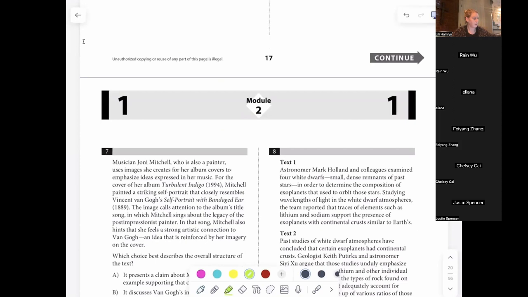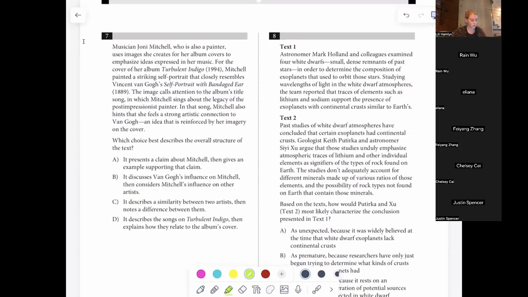All right, let's do one more. Okay, so this is an overall structure one.